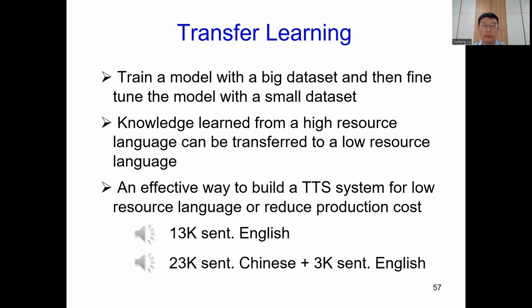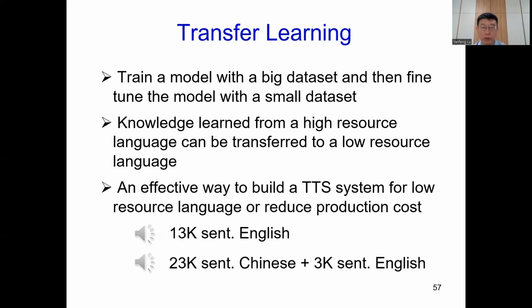The big data set could be taken from a high resource language, and the smaller data set often is from the low resource language. In this way, we reduce the cost because we only need a small amount of data from the low resource language. So this is a very effective way of building a TTS system for low resource languages.